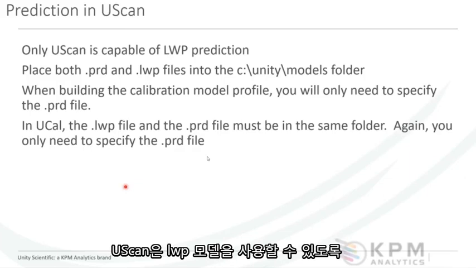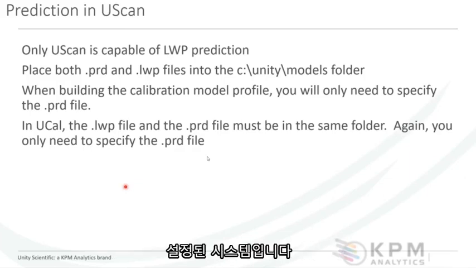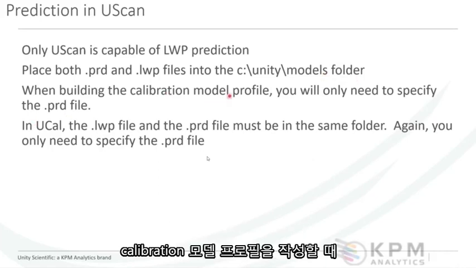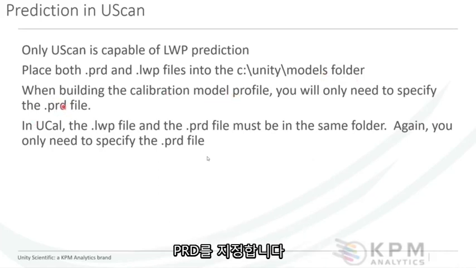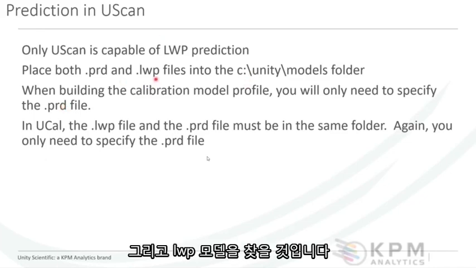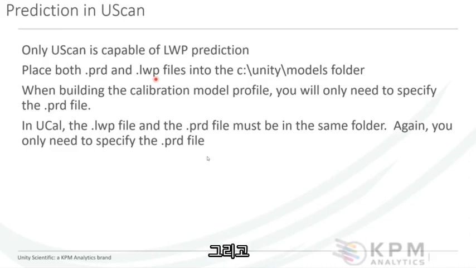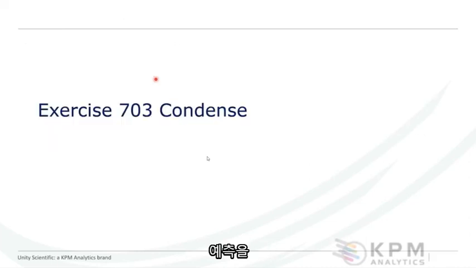And uScan is a system that is set up to be able to use PRD and LWP models. So you will place both of these files into your models folder. When you build the calibration model profile, you will specify the PRD and it's going to find the LWP file, okay? From that point on, this is a special prediction type in uScan, and it knows it will automatically use both of those files and do a locally weighted prediction.